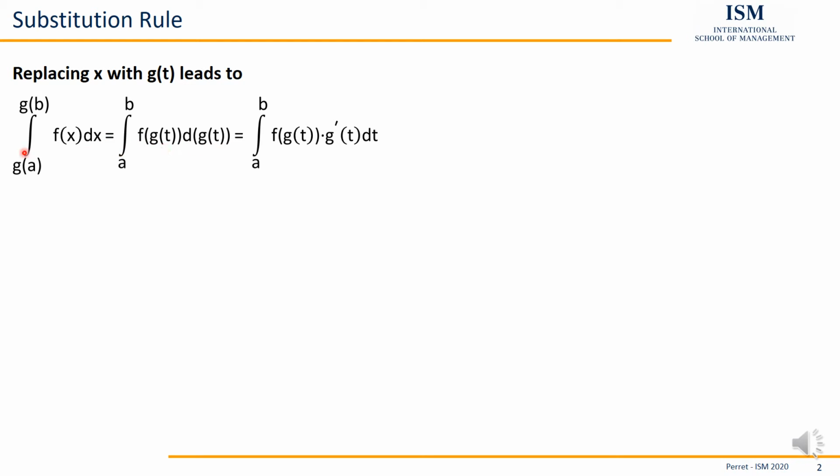I'm not going so much into detail why we have to change lower and upper bound as well, but this is something to recall as well. I just want to focus on what actually happens here. So in this case, we inserted g of t for x. The problem is we have this dg of t.